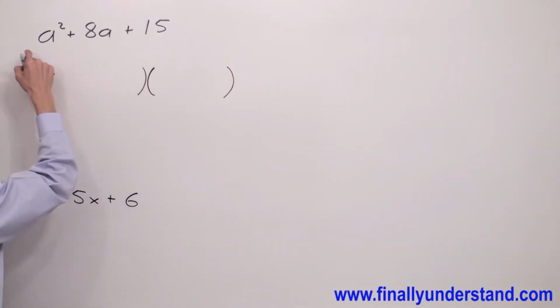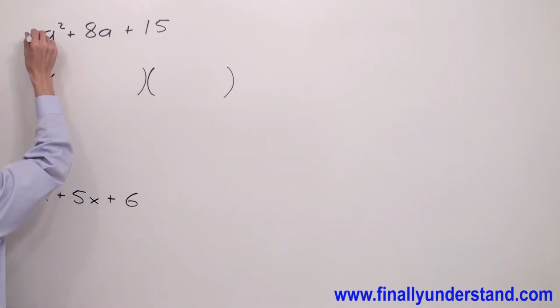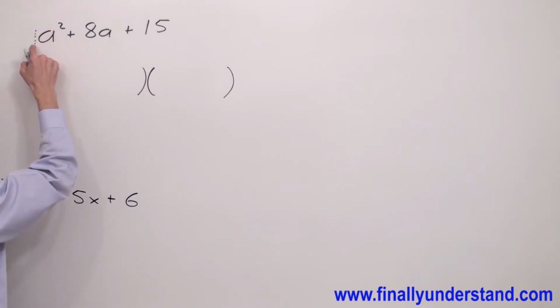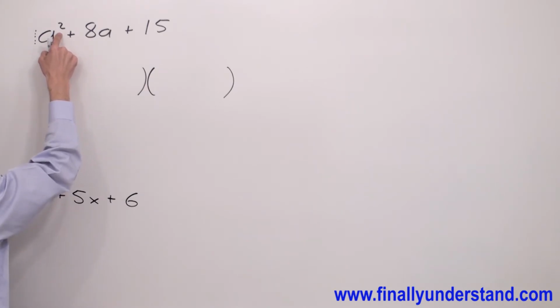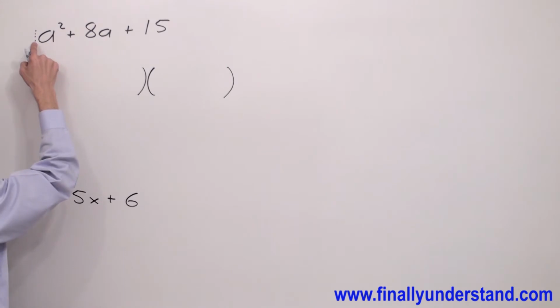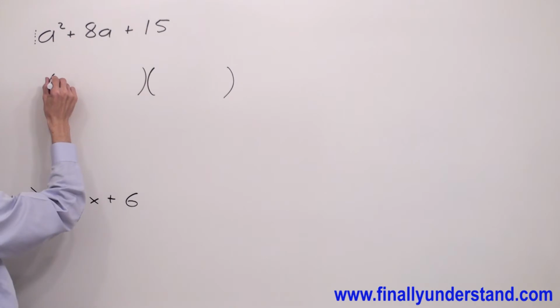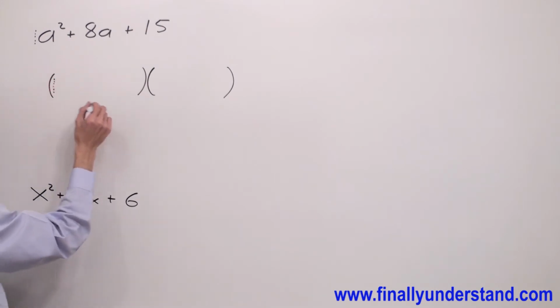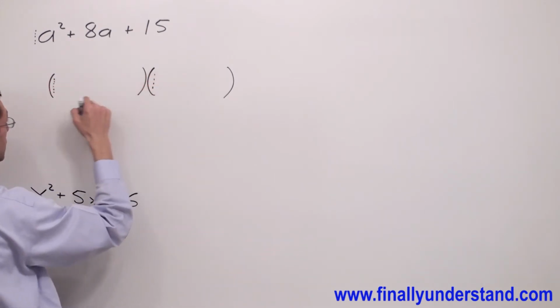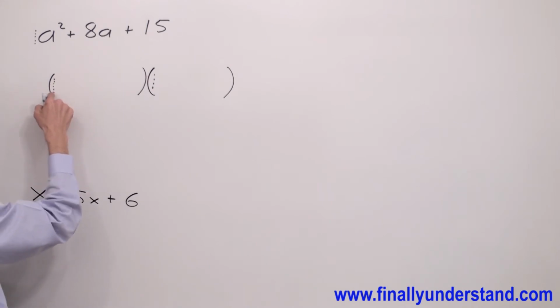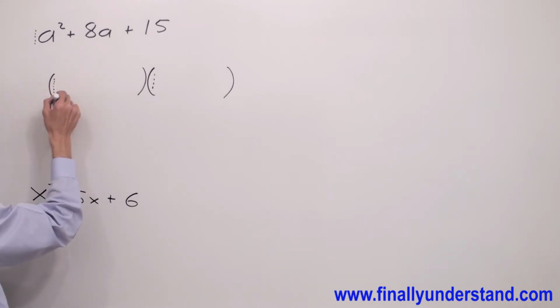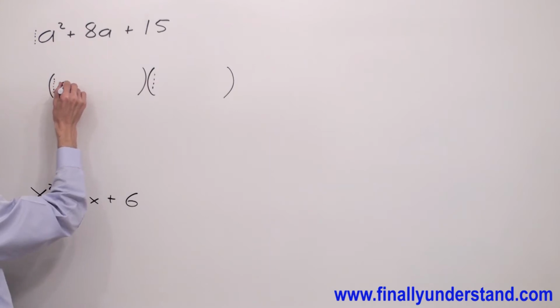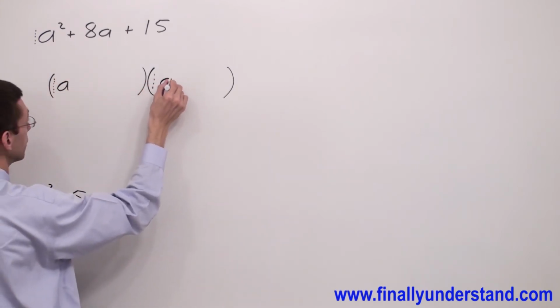First, you have to always look at the leading coefficient. Remember, a leading coefficient is the integer which is next to the variable with the highest exponent. In this case it is a. If my leading coefficient is 1, the leading coefficients of my binomials are going to be also 1. I don't write them because they are invisible. That's why I'm going to write a over here and a over here.